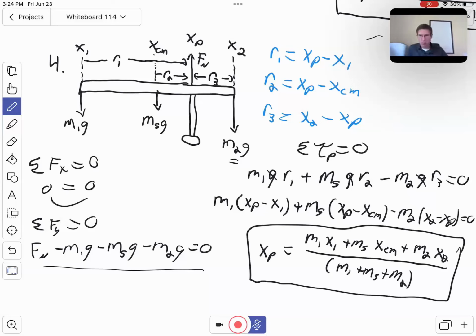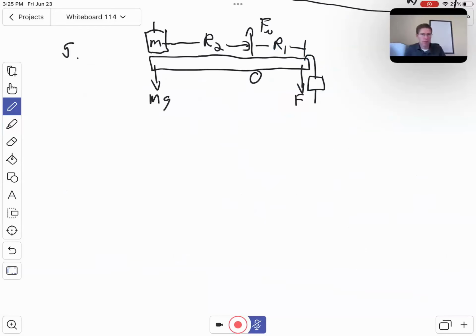So we're almost done. However, there's just one more question left. So here's my drawing of the picture that we see in the lab for this pre-lab question. And this one's a little bit easier. I go easy on you here at the end because it just asks you to write out the sum of the torques and then solve for F, but it lets you do it in terms of R1 and R2.